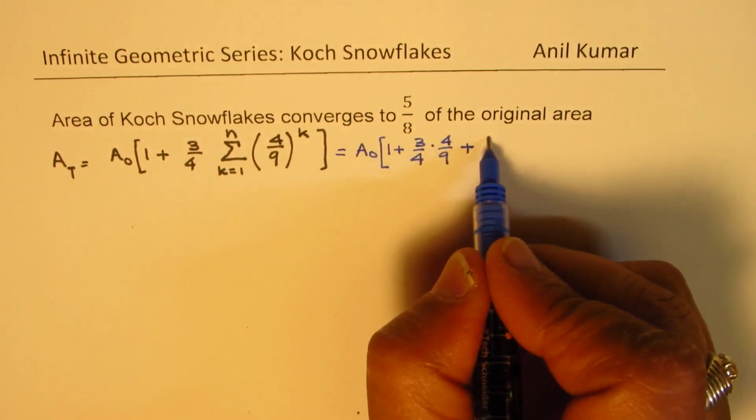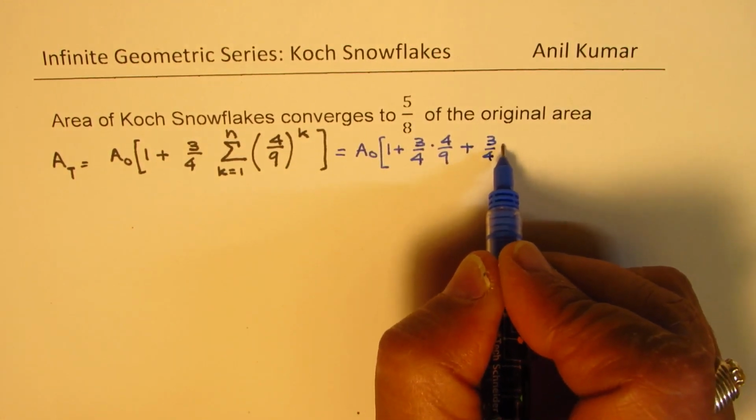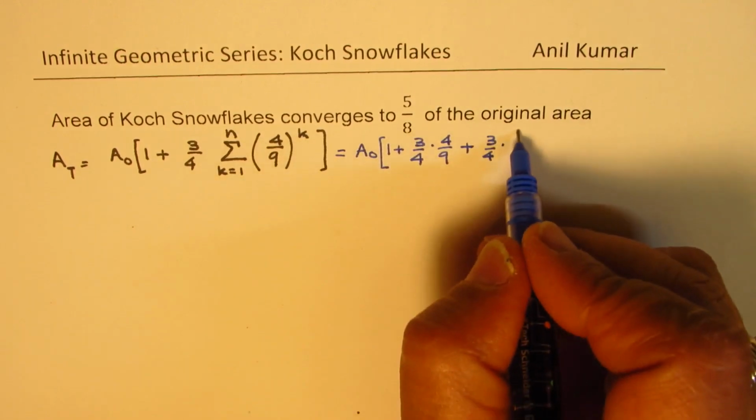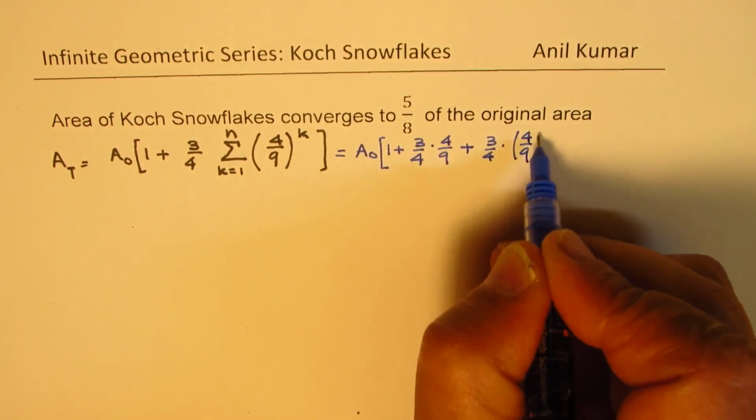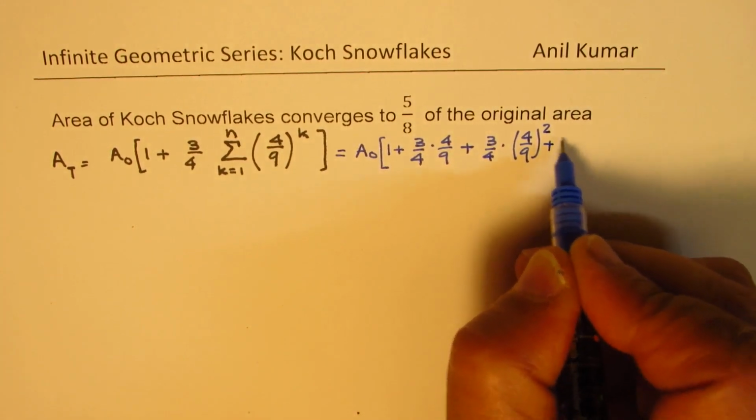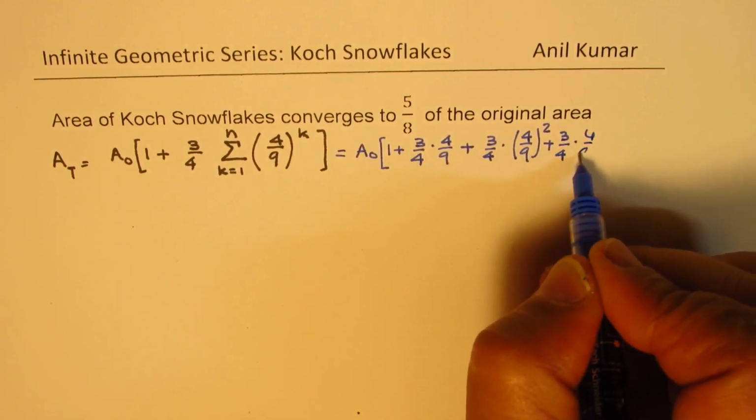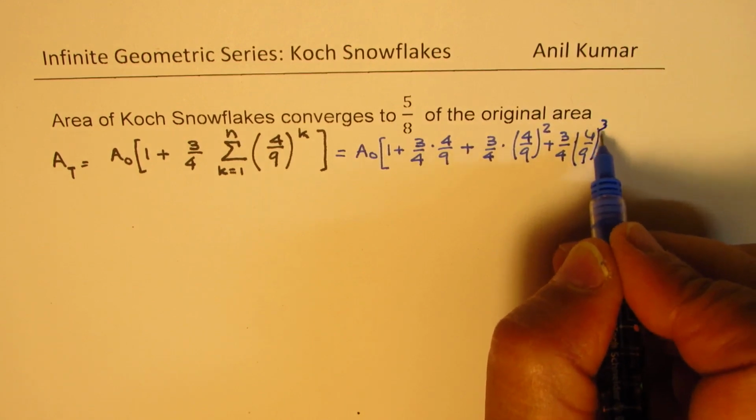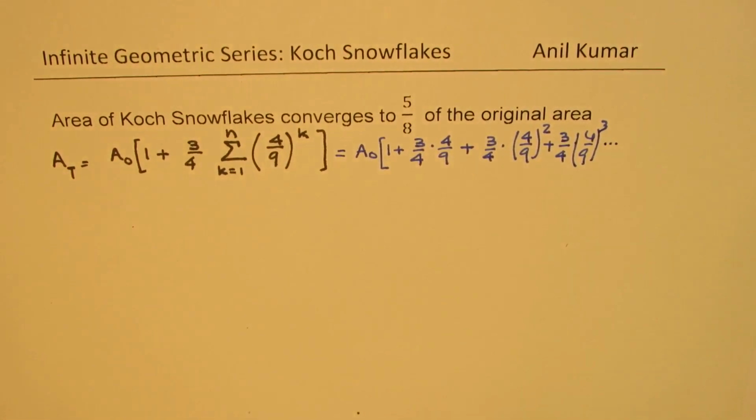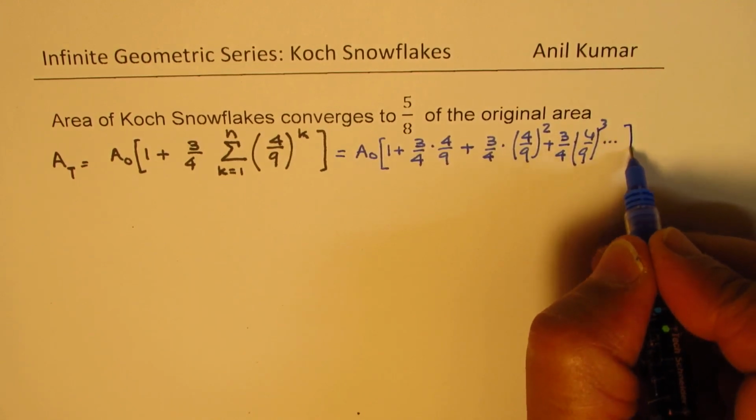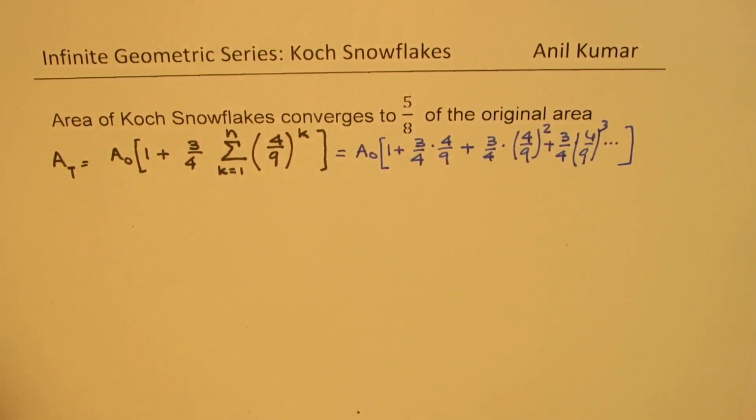Plus the next term will be 3 by 4. And now k is 2, so we get 4 over 9 whole square. And then we get 3 over 4, 4 over 9 whole cube, right? So like this, the series continues till infinitely large value, right? So it is an infinite series, correct?